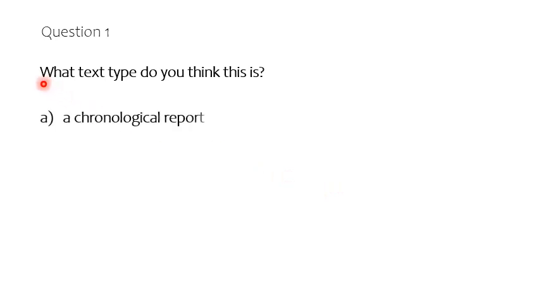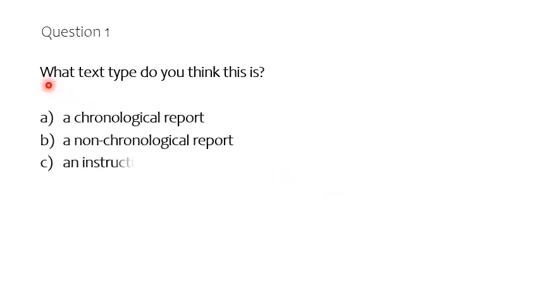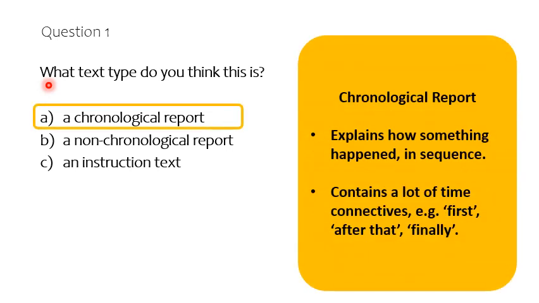What type do you think this is? You had three choices: chronological report, non-chronological, and an instruction text. First, let's think, what do these texts contain? Let's start off with a chronological report. It explains how something happens or happened, and it does that in sequence. To do that, it's going to contain a lot of time connectives, words like first, after that, and finally. Now, there were some of those in the Zoom text that we read, but not so many.